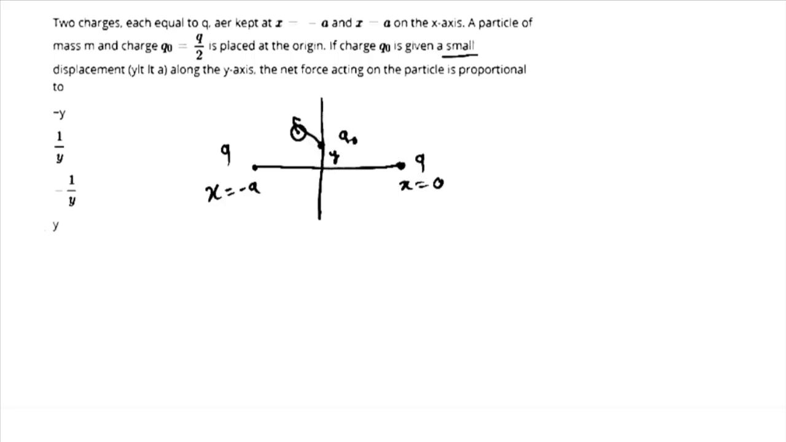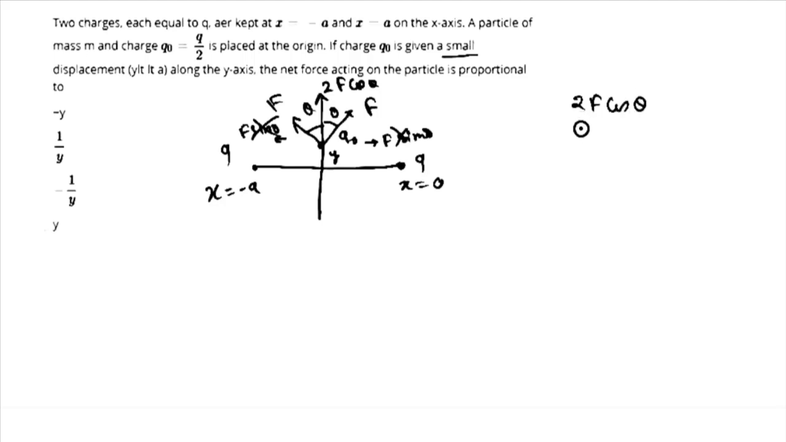By the two charges, it will get a force like this, F, and this angle will be theta and theta. So the resultant will be in this direction, and the resultant will be 2F cos theta, since the sine components, F sin theta, will get completely cancelled out. So I will write 2F cos theta as the net resultant force.